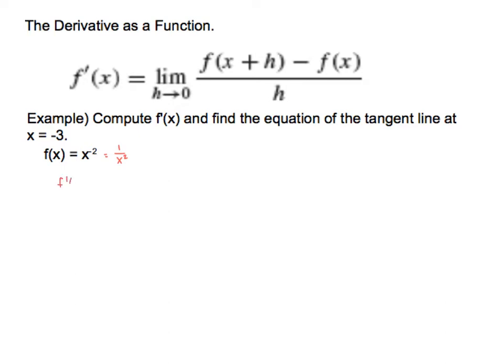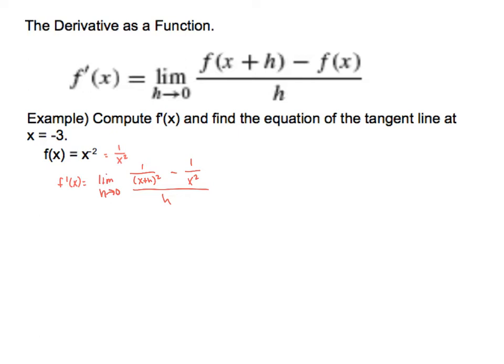So f prime of x, filling in the rule, equals the limit as h approaches 0 of f of x plus h, which is 1 over quantity x plus h squared, minus f of x, 1 over x squared, all divided by h. Okay, so I'm not going to FOIL out quite yet. I'm going to focus on that numerator.